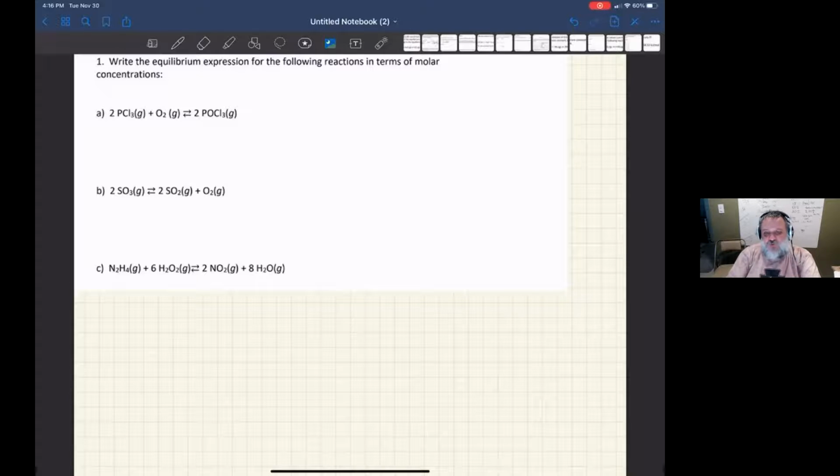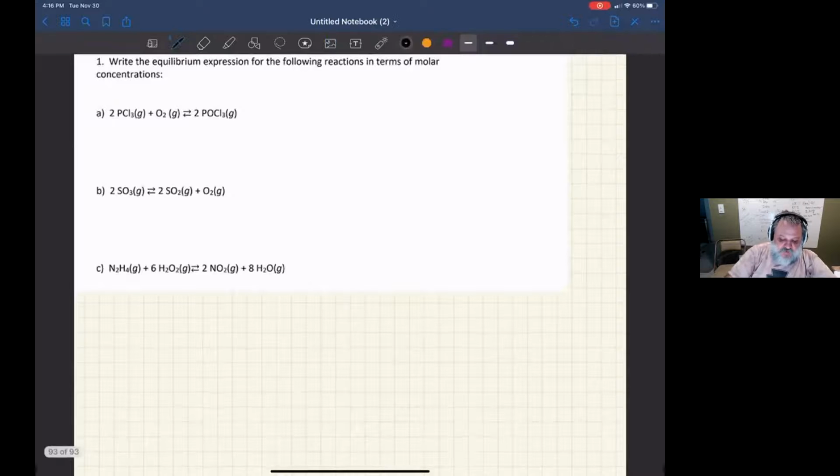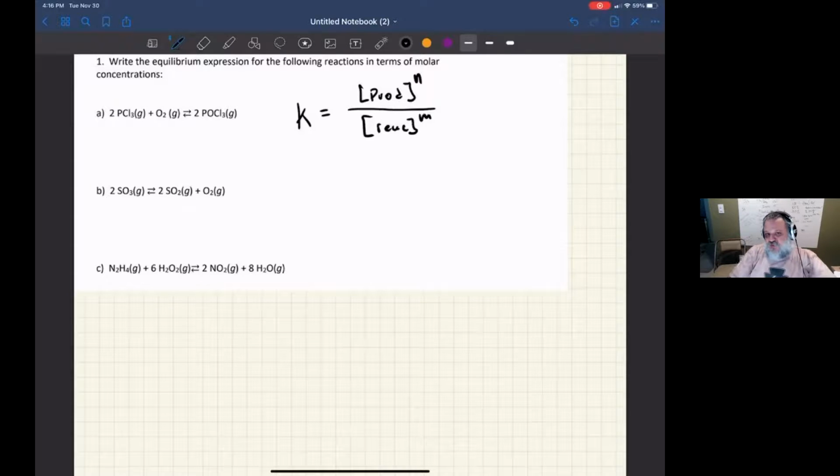Now, it wants you to do it in terms of molar concentrations, not partial pressures, but the expression would be very similar. In general, an equilibrium expression is the concentration of the products divided by the concentration of the reactants raised to their stoichiometric coefficients. So I say something like this: products divided by reactants raised to their stoichiometric coefficients. And that's all we need to do in terms of molar concentrations.